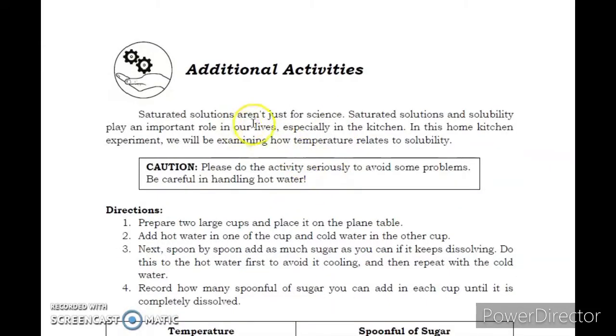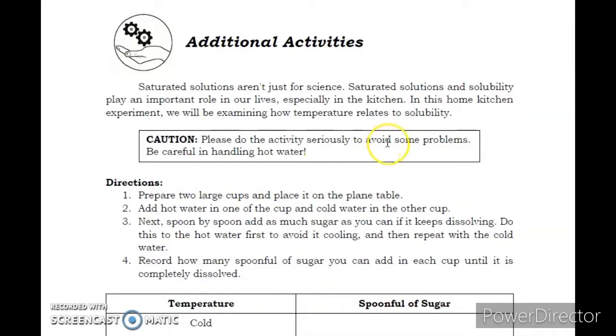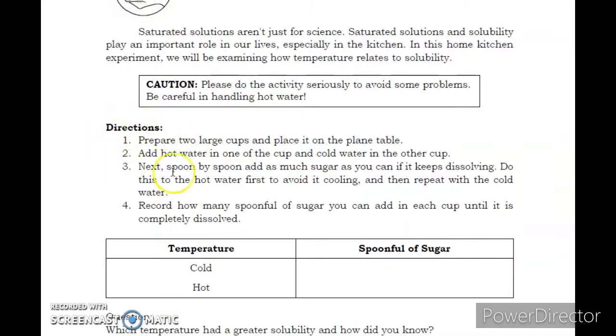So, saturated solutions aren't just for science. Saturated solutions and solubility play an important role in our lives, especially in the kitchen. So, in this home kitchen experiment, we will be examining how temperature relates to solubility. Okay, caution. Take note. Remember this. Please do the activity seriously to avoid some problems. And be careful in handling hot water. So we have the directions here.